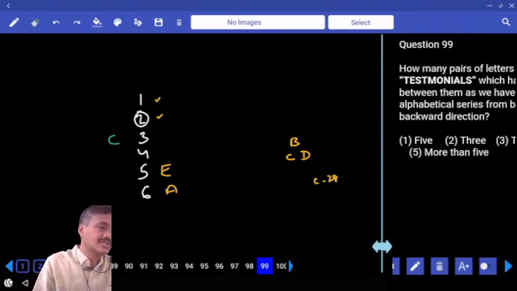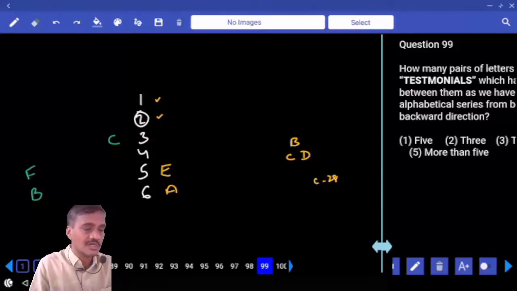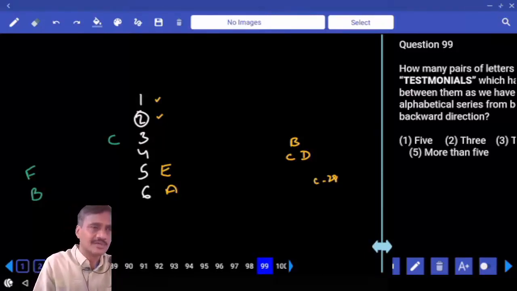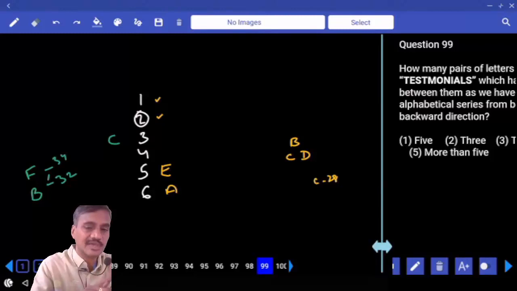And the weight of B is 32 kgs, which is 2 kgs less than F. And that means B is 2 kgs less than F, F and B must be like this. Now with the help of 2 alone, can you identify which one is heavier? Now bag B is 32 and F is 34. And what is the bag weight of C?